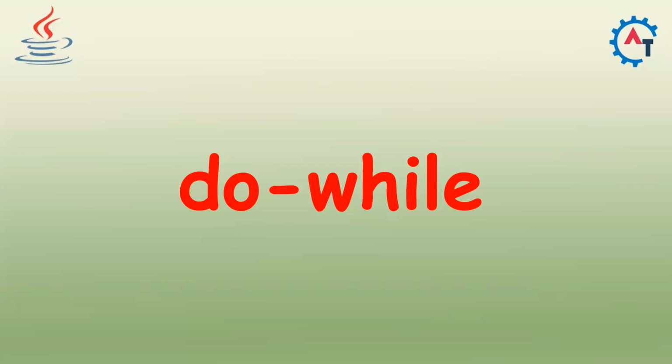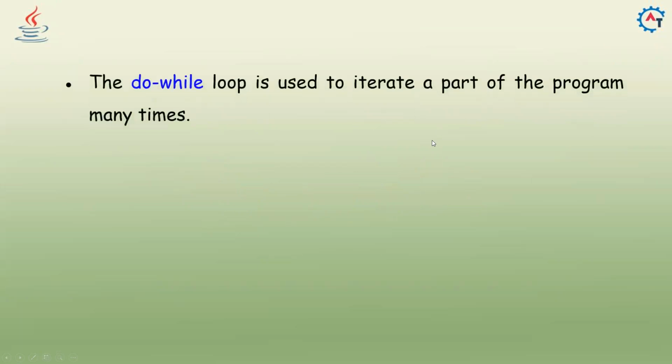Hi, in this video, we will see do while in Java. How exactly will do while work? The do while loop is used to iterate a part of the program many times, as we have seen the same thing in while. So it is very similar to while with some differences. If you want to execute a block of code multiple times, then you can use do while.